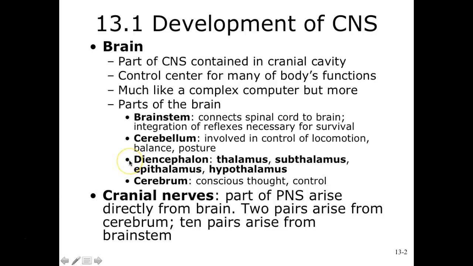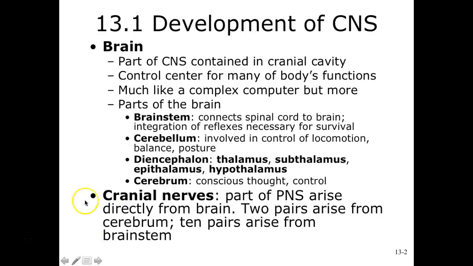We also have right in the center of our brain our diencephalon, and this is made up of our thalamus, subthalamus, epithalamus, and hypothalamus. A lot of thalamus words here. And then we also have the cerebrum, which is the main mass of the brain itself, and this is where all conscious thought is going to take place, and also where we have control over the things our body does.